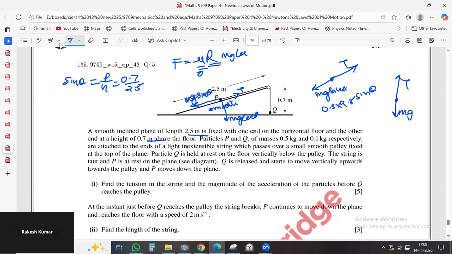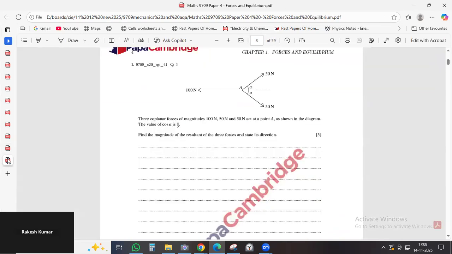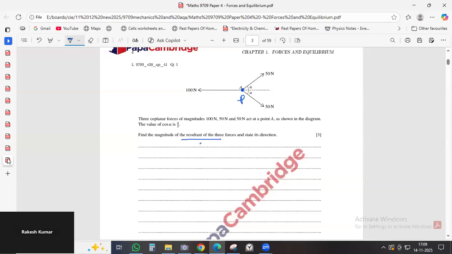Now both these are released and then it starts moving. So that means this will start going down, causing ma, and this is going up, causing ma. If you see the previous questions, like equilibrium force questions, it is the same body P. These questions are not different. It's just forces acting and finding the resultant causing an ma. So these type of questions and that question are the same.